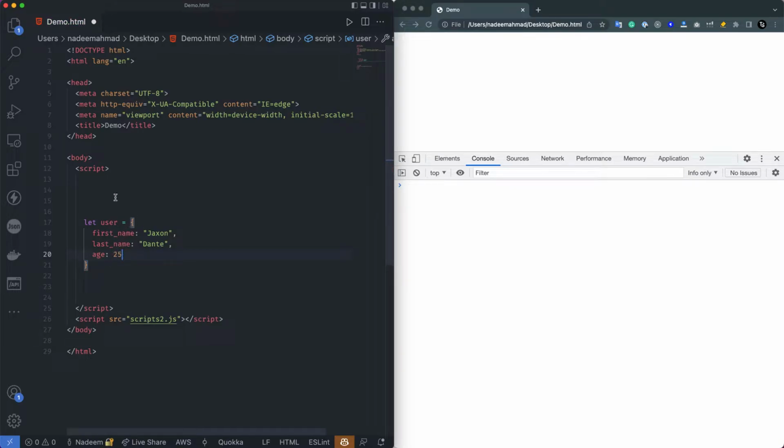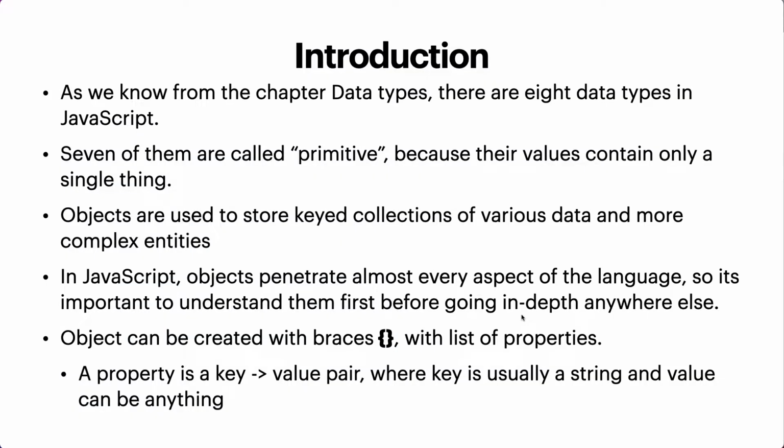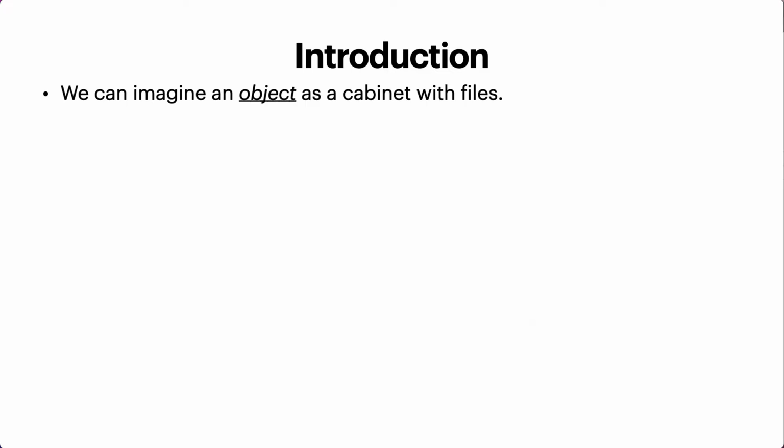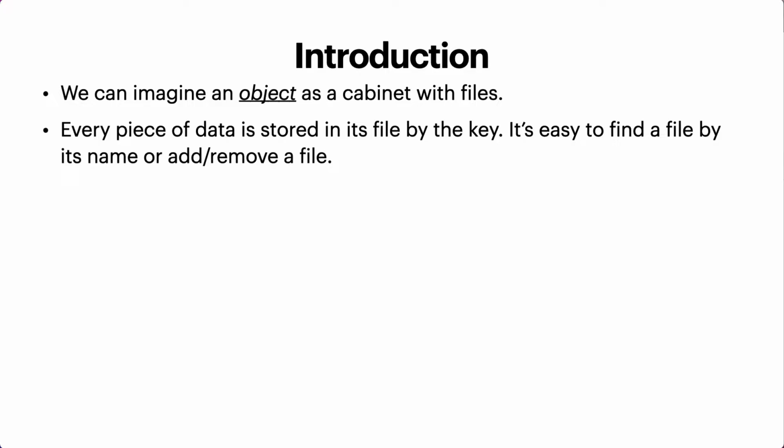So here you can see that we are defining the user object. It has different data types of properties. So we can define the first name and last name as strings, but age is a number, so it supports them. So yeah, this is how we define basically the data types. The object data type. We can imagine an object as a cabinet with files. Every piece of data is stored in its file by the key. It's easy to find a file by its name, or add or remove a file.